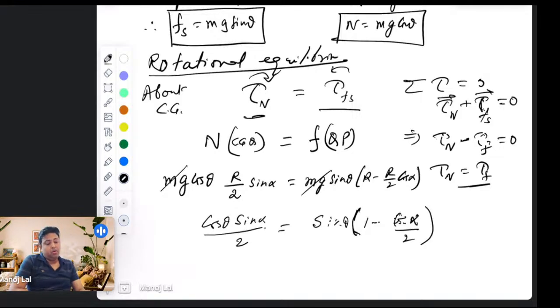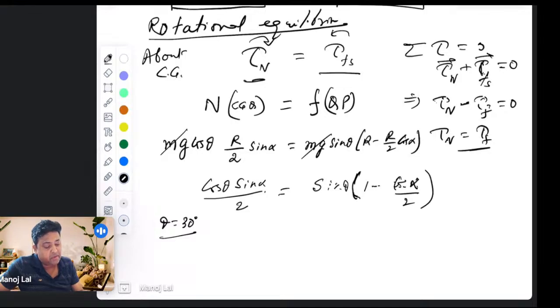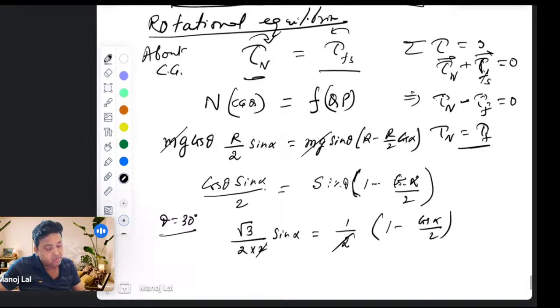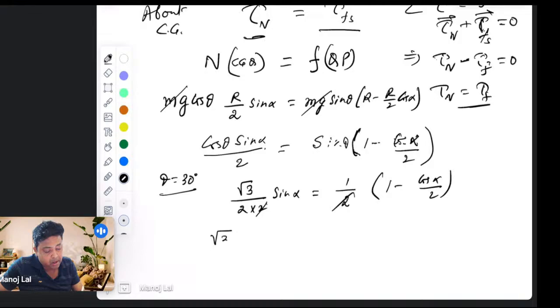Let us put in the value of theta. Theta is given as 30 degrees, the inclination of the inclined plane to the horizontal. Cos 30 is root 3 by 2, so root 3 by 2 into sine alpha by 2. Sine 30 is 1 by 2, and then 1 minus cos alpha by 2. The 2 is out, and then you can write root 3 by 2 sine alpha plus 1 by 2 cos alpha is equal to 1.